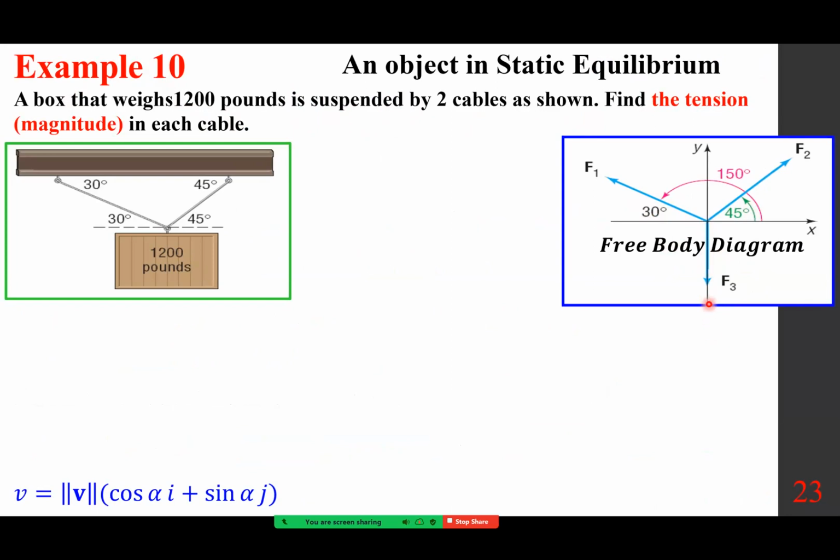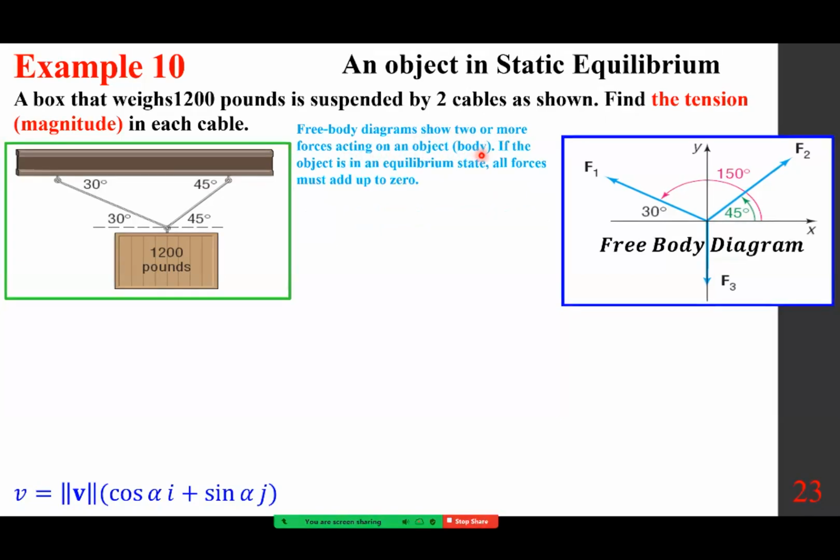And so what is a free body diagram? I want to remind you of something basic in physics. Free body diagrams show two or more forces acting on an object or body. If the object is in an equilibrium state, all forces must add up to zero. So let's write each one. Let's write F1, F2, and F3.